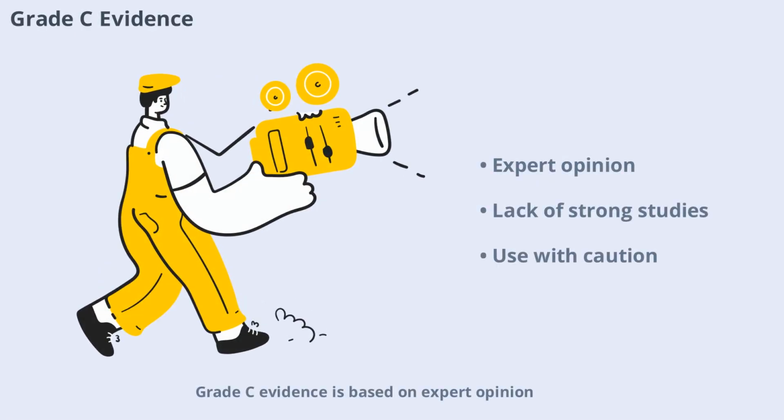Grade C evidence is based on expert opinion when well-designed studies are lacking or results are inconsistent. While expert consensus can guide practice, it's important to recognize the limitations and potential for bias. Therapists should use Grade C treatments judiciously and always consider the individual patient's response.